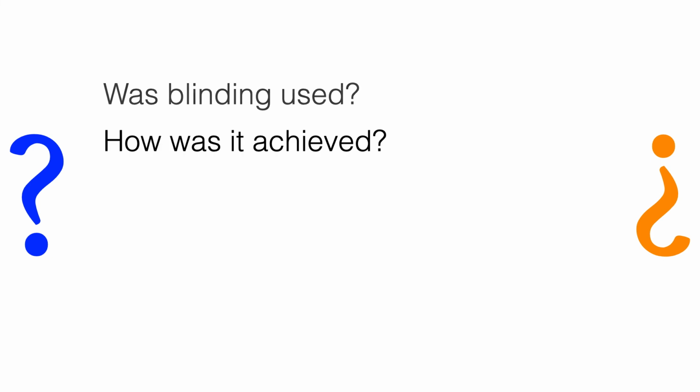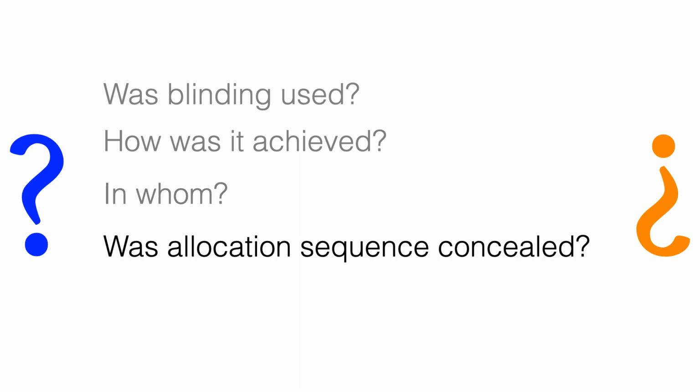So, when reading studies, even those using designs other than randomized controlled trials, but especially if they are claiming to be randomized controlled trials, some key questions to ask are, was blinding used? And if so, how was it achieved? This should be clearly described. And in whom? Also, was allocation sequence concealed? And if so, how? These should be clearly described, and if they're not, assume that they were not done.